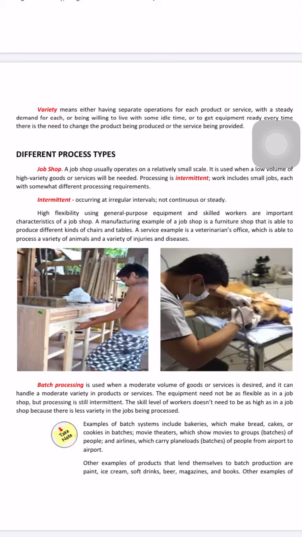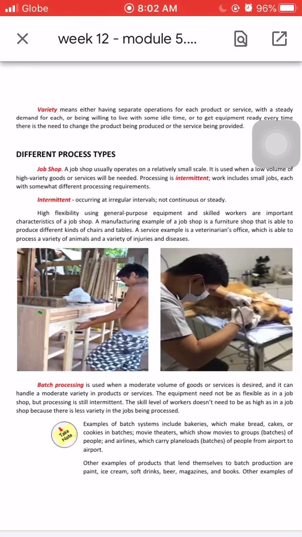Intermittent, occurring at irregular intervals, not continuous or steady. For example, furniture making. Okay. Furniture making is an example of job shop. Ginagawa niyan. Pero ang ginagawa mo, hindi pang maramihan niya ginagawa. Ginagawa niya ng isang bagay kasi yun lang ang order. Yun lang ang order ng isang customer.